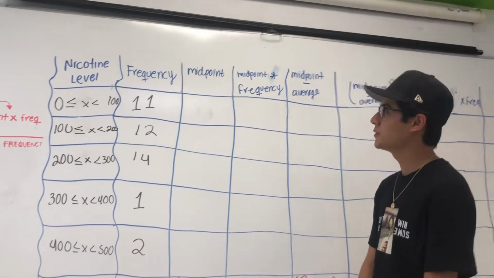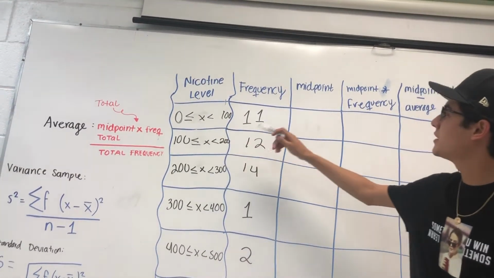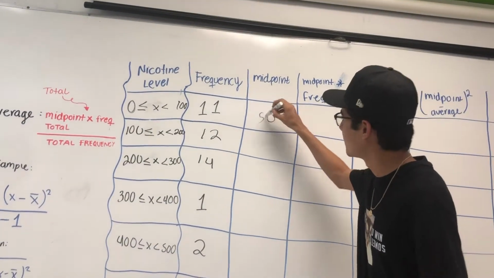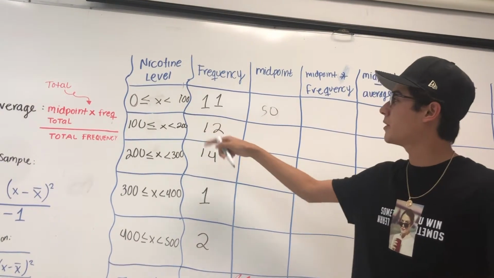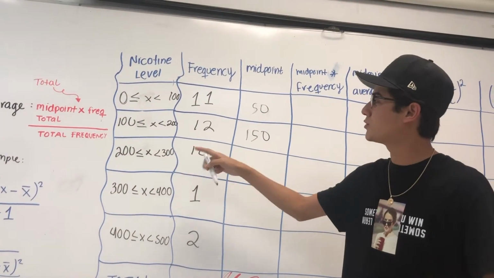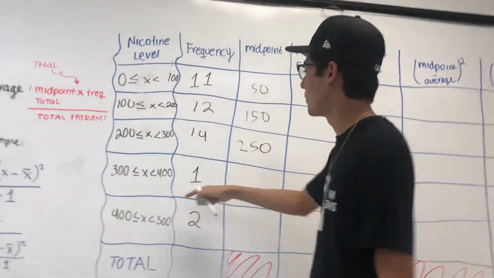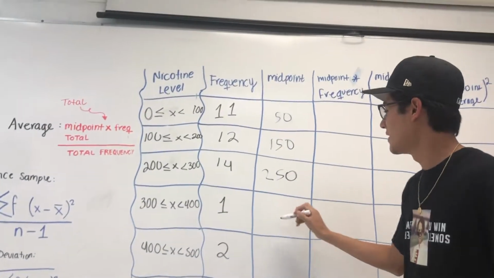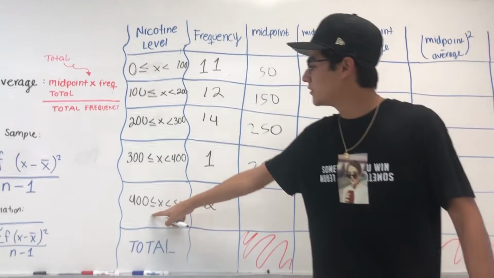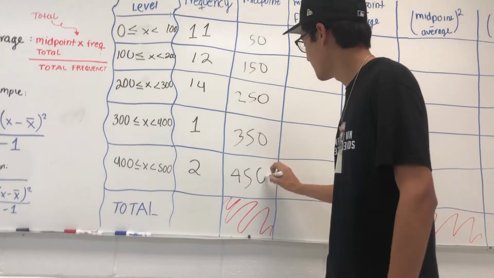Now to get the midpoint, we must sum the nicotine levels. So 0 plus 100 gives us 100, divided by 2 is 50. Now 100 plus 200 divided by 2 is 150. Now 200 plus 300 divided by 2 is 250, and so on. 300 plus 400 divided by 2 is 350. Now 400 plus 500 divided by 2 is 450.